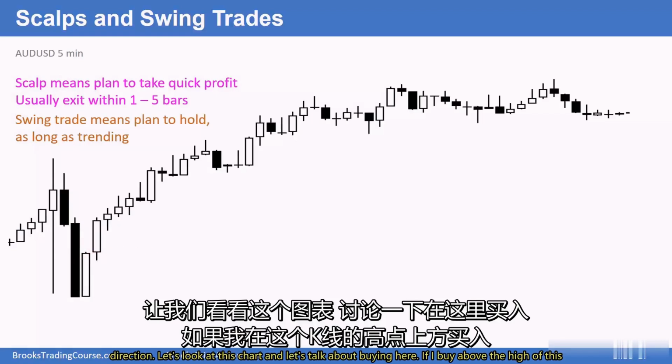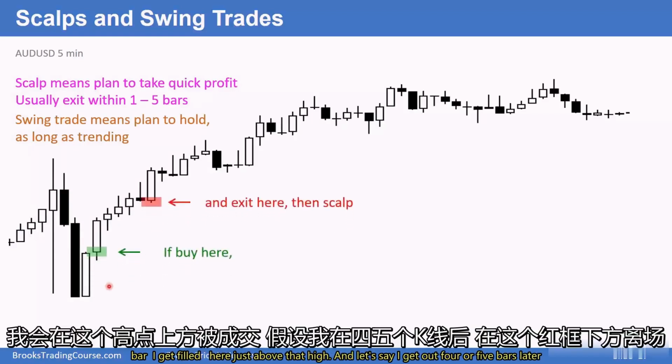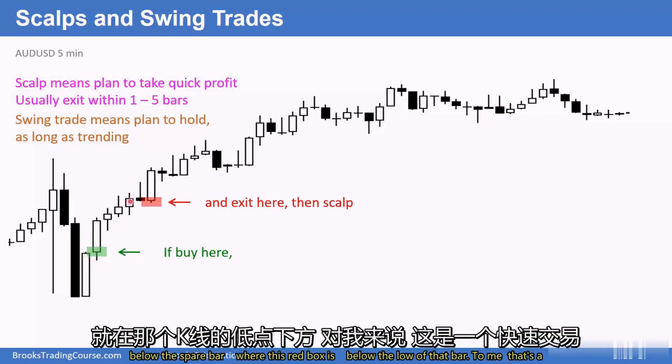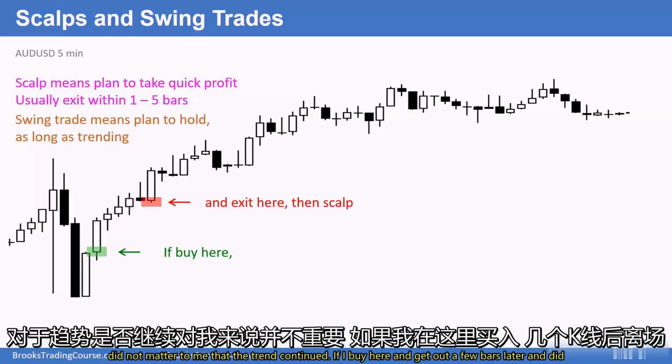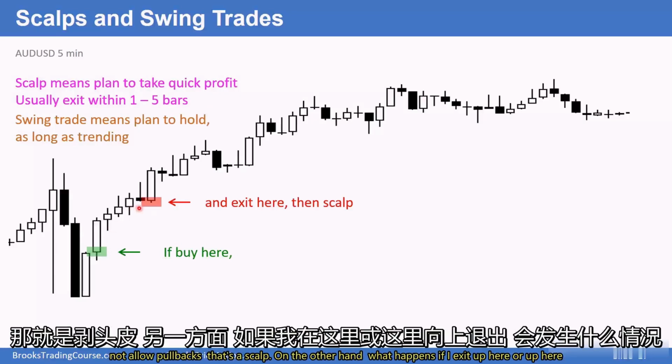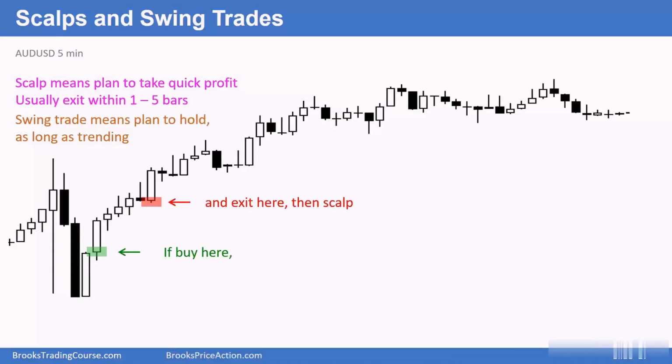Let's look at this chart and let's talk about buying here. If I buy above the high of this bar, I get filled right here just above that high. And let's say I get out 4 or 5 bars later below this bear bar, right where this red box is, right below the low of that bar. To me, that's a scalp. I did not allow any pullbacks. I get out within 1, 2, 3, 4, 5 bars, and it did not matter to me that the trend continued. If I buy here and get out a few bars later and did not allow pullbacks, that's a scalp.